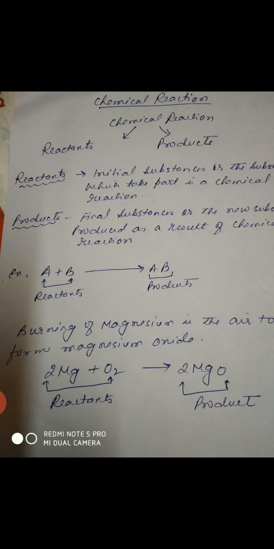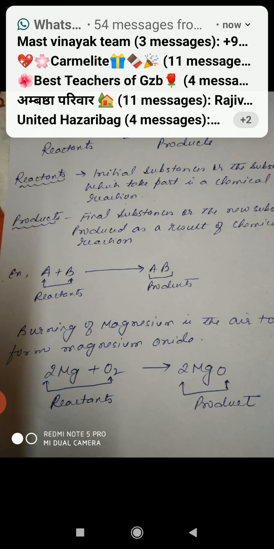A simple example of a chemical reaction is the burning of magnesium in the air to form magnesium oxide. Here magnesium and oxygen are reactants and magnesium oxide is the product. As magnesium oxide is produced due to the reaction of magnesium and oxygen, and magnesium and oxygen are taking part in the chemical reaction, they are known as reactants.